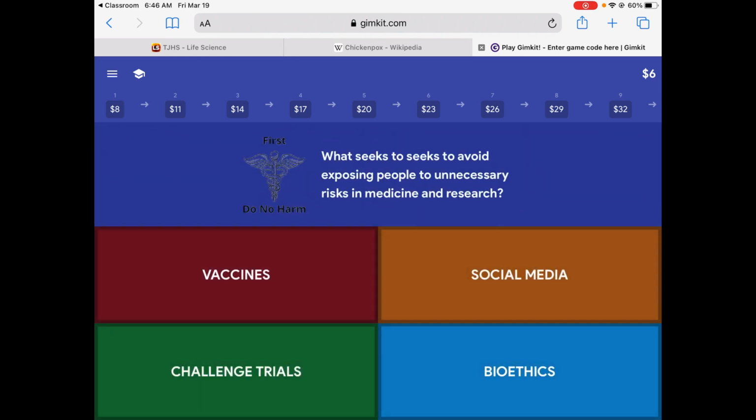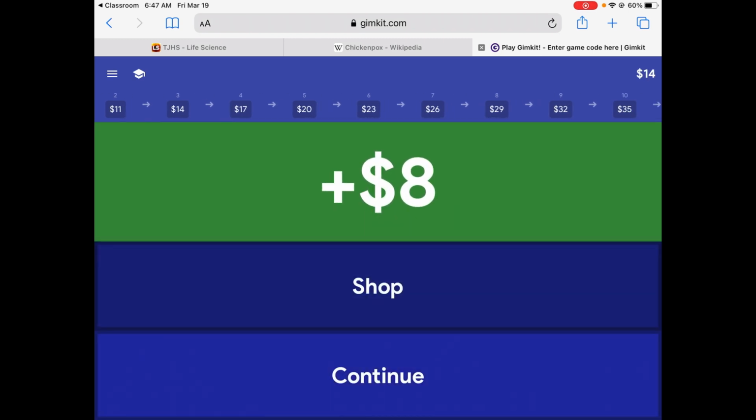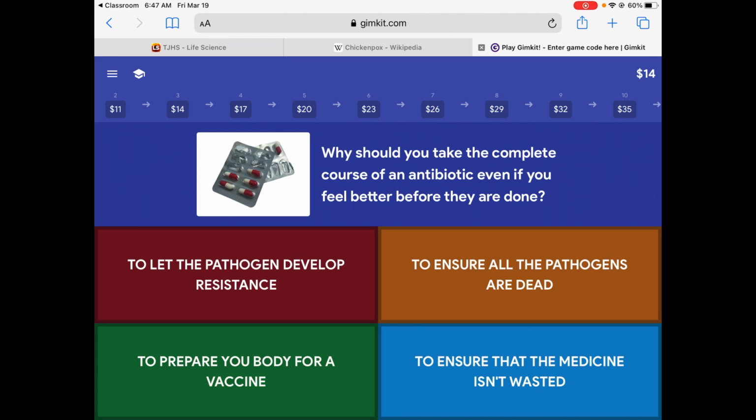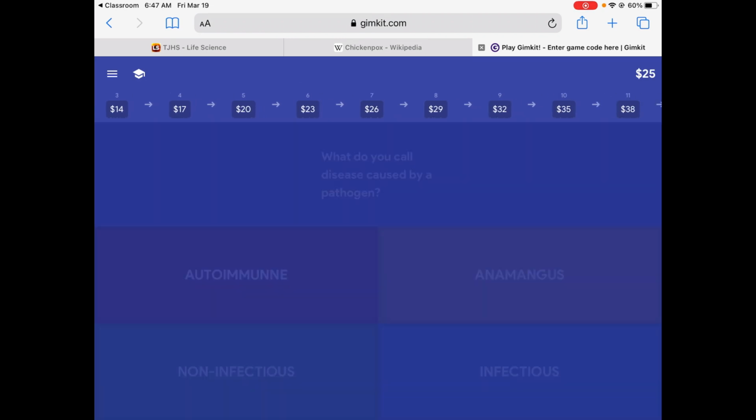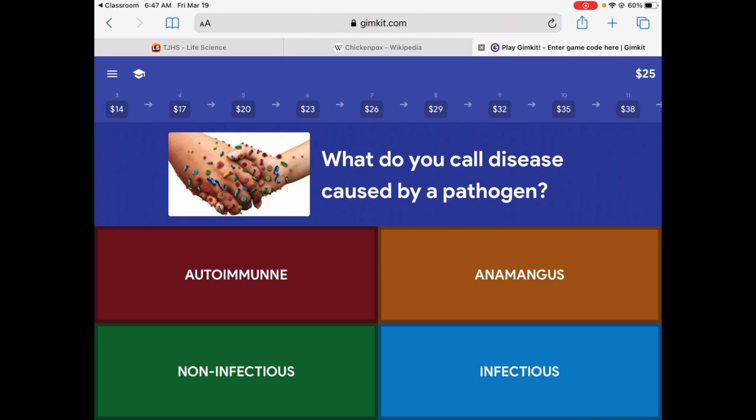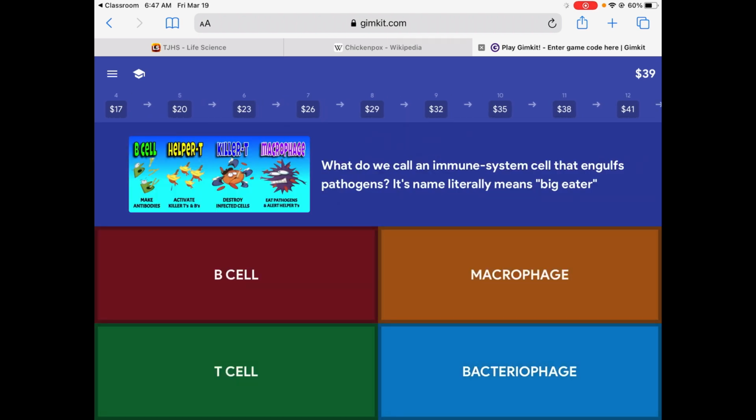What seeks to avoid exposing people to unnecessary risks? Bioethics. Good, we're going to continue. I will go up by $3 there. To ensure that all the pathogens are dead, we want to take our antibiotics to make sure they're all dead. I'm going to continue. What do you call a disease caused by a pathogen? Infectious. All right, going to continue.